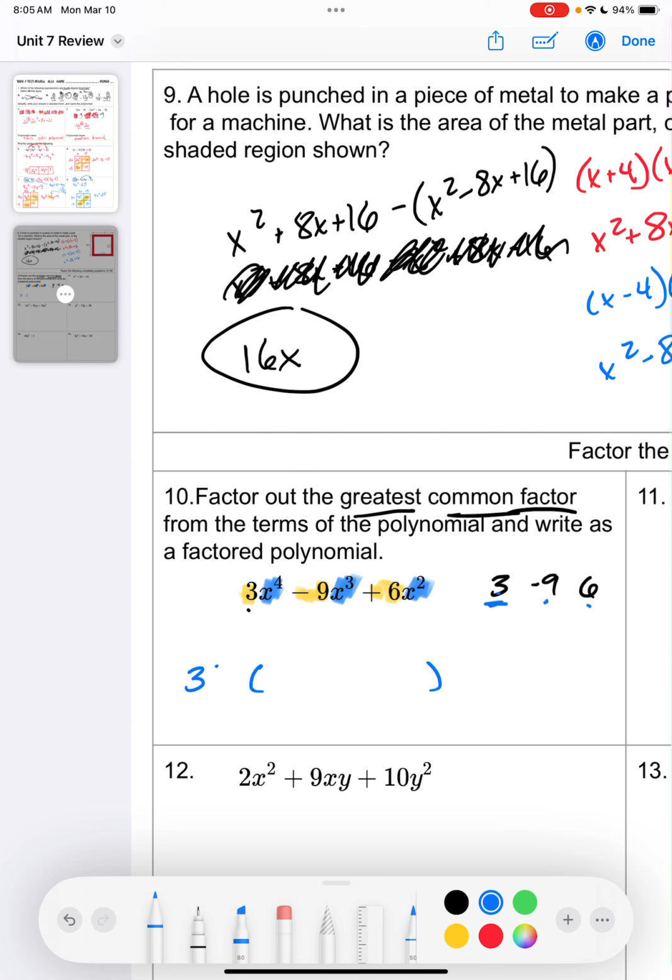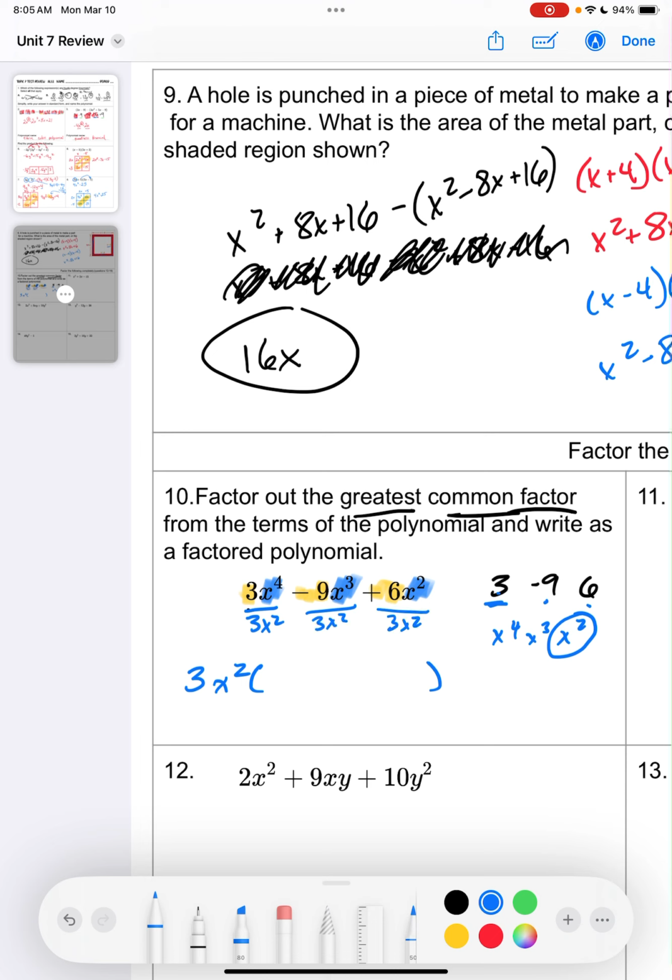How about variables? I've got x to the 4th, x to the 3rd, and x to the 2nd. I have x's present in all 3 terms. I'm going to factor out as many as I can, which is the smallest degree. So I'm going to take out an x to the 2nd. So that's what we're factoring out.